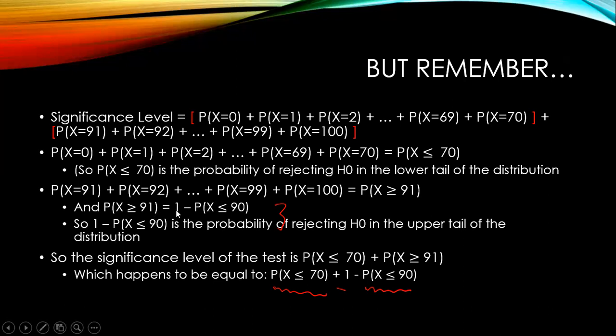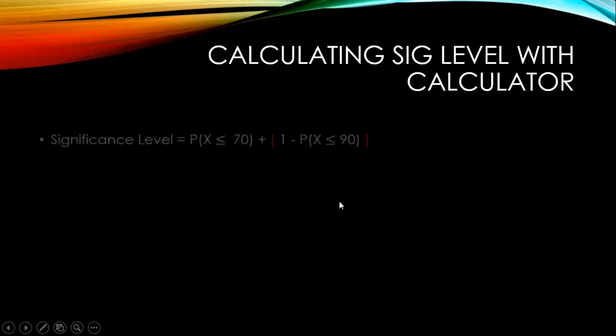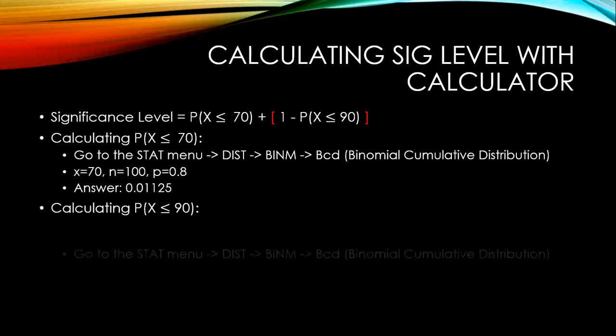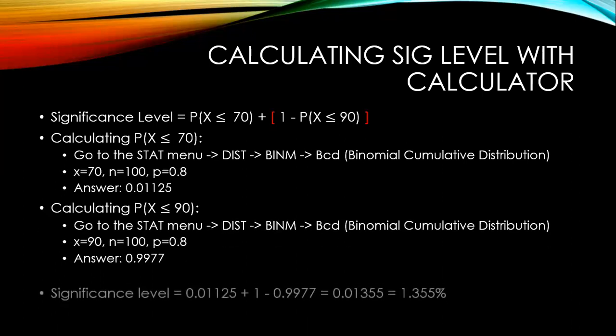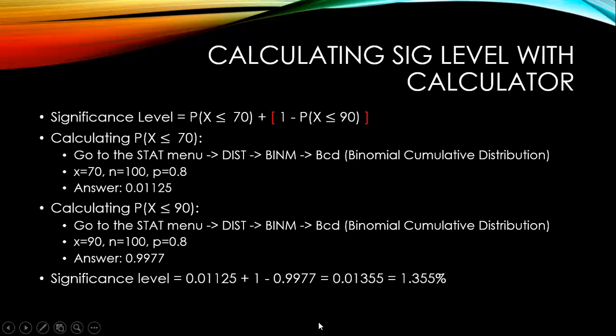So you have to do this thinking calculation where you say, okay, the probability you get more than or equal to 91 successes is 1 take away the probability that you get less than or equal to 90 successes, which you can now put in your calculator because your x value becomes 90 in the BCD function. So the significance level for this hypothesis test is 1.355%. So the probability that you reject H0 for this hypothesis is 1.355% for our tailor-made designed hypothesis test.